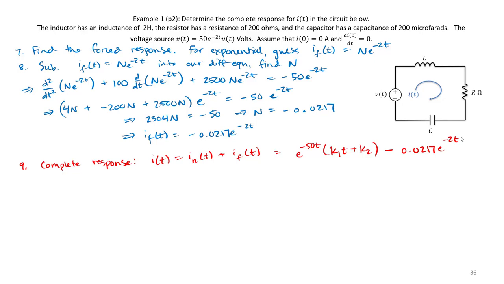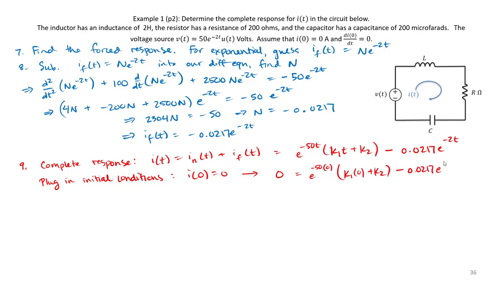Our last step is to plug in the initial conditions. We know our initial conditions were given to us. We have I of 0 is 0 amps. If we plug it in, we have 0 must equal e to the negative 50 times 0 times k1 times 0 plus k2, minus 0.0217 e to the negative 2 times 0. So if we substitute that in, we'll determine that k2 must equal positive 0.0217.